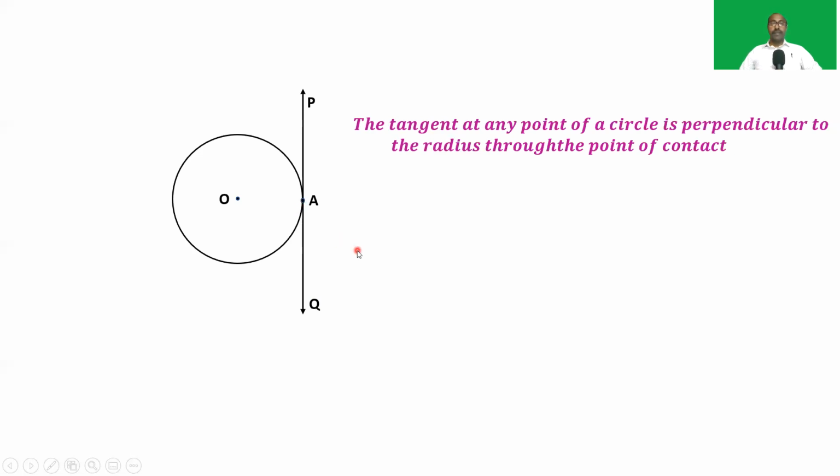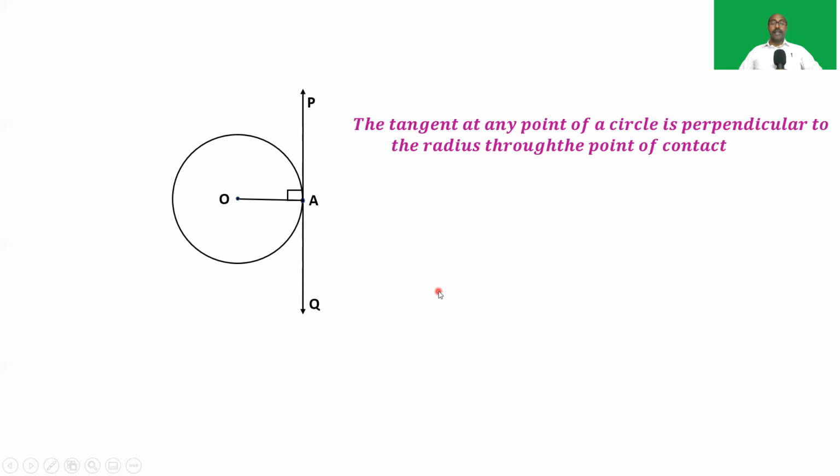Now, this line joining O and A, that is the radius, and this radius is perpendicular to the tangent. Otherwise, we can say that the tangent is perpendicular to the radius. Okay, so at any point, if we draw the tangent to the circle, then the tangent is perpendicular to the radius at that point of contact.